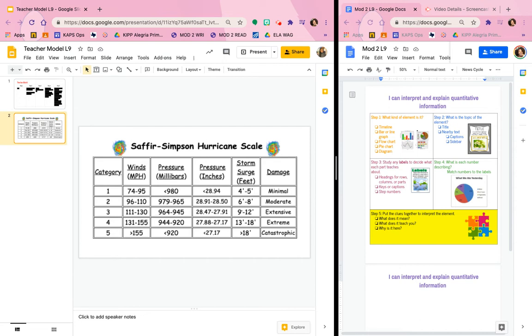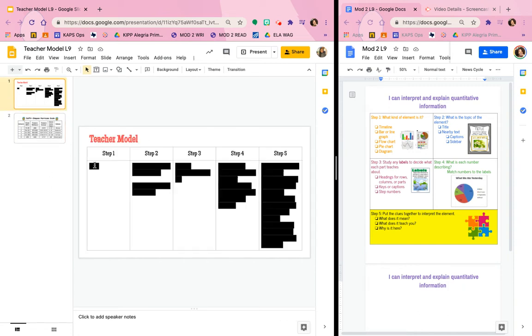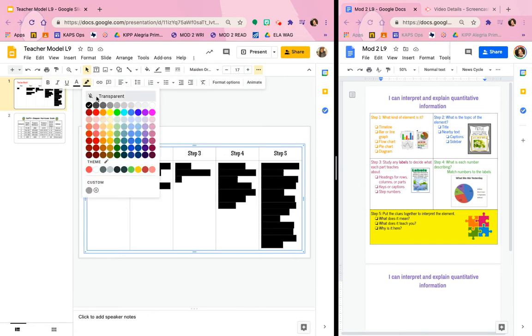Step 1 says, what kind of element is this? This is not a timeline, a bar graph, or a flow chart. It is actually a table. So we're going to be focusing on what this table is telling us for today.